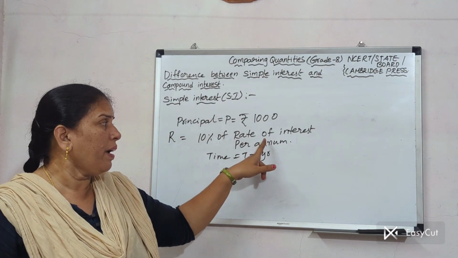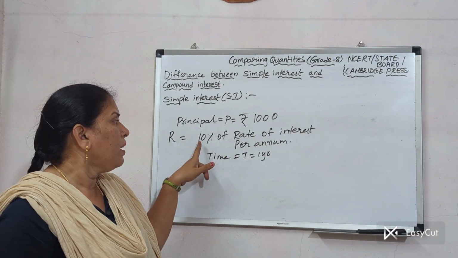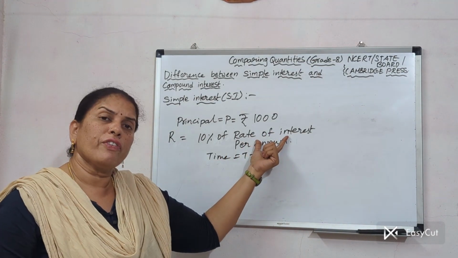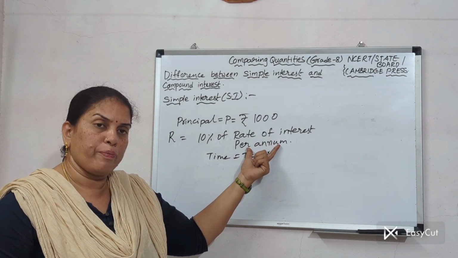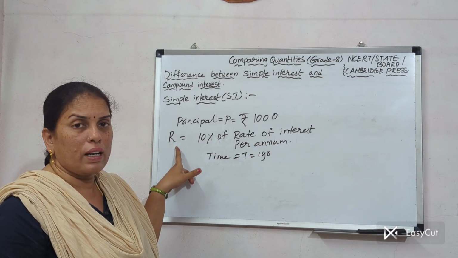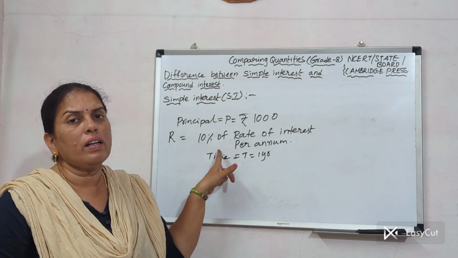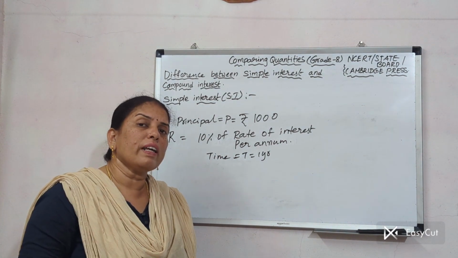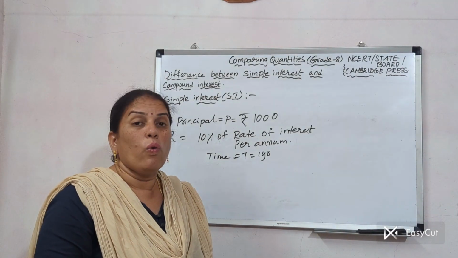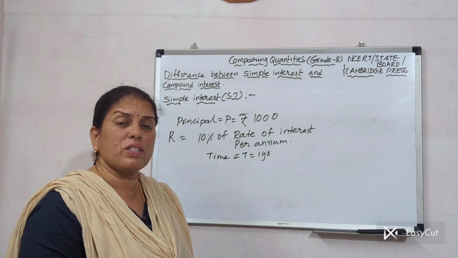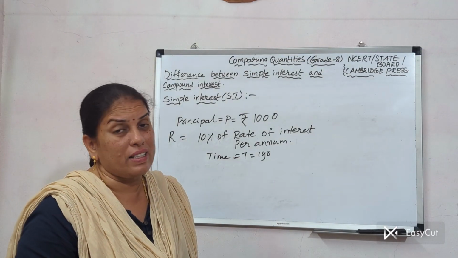How much percent must I pay? 10% as rate of interest. So the rate of interest is calculated per annum, that means per year. So what letter do we use? Capital R for writing the rate of interest. All of you understood? He told me I must pay an extra amount. What is that extra amount? That extra amount is called the interest.